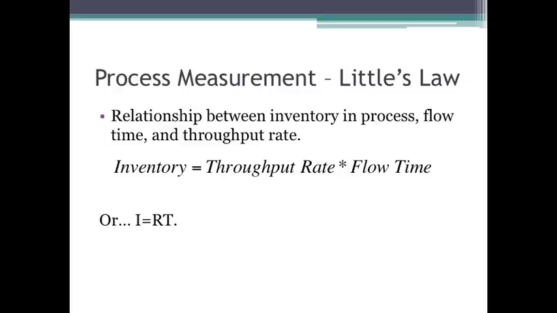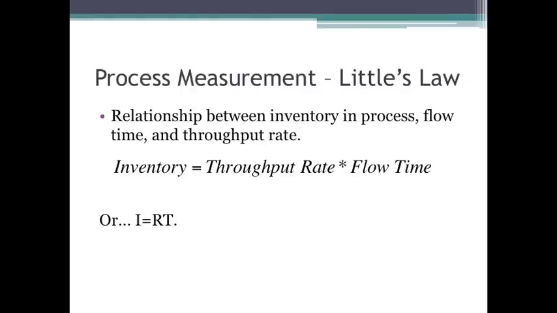So, I've mentioned before this idea of inventory, how much a particular step in the process can work on at one time. I've mentioned flow time, the time that it takes from beginning to end to complete a particular item. And throughput rate, how fast we're able to get stuff out.